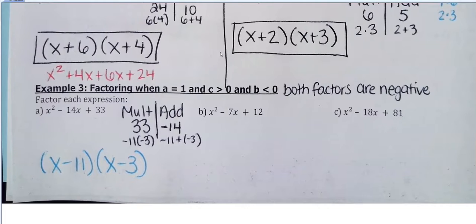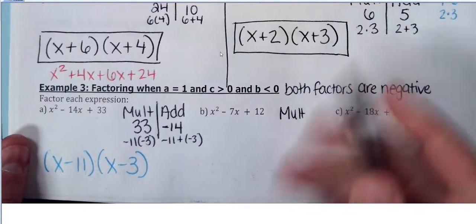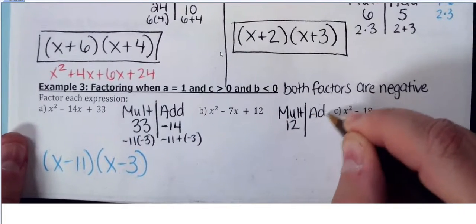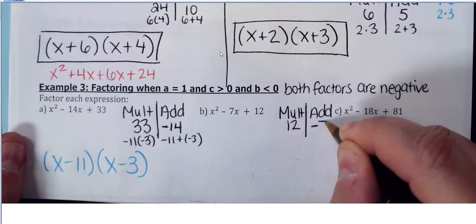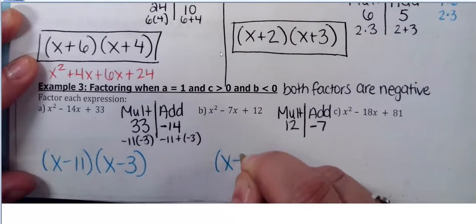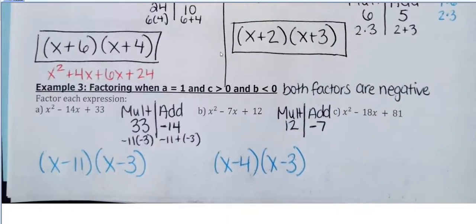All right, let's slide to this one. A times C would be 1 times 12. So I'm going to multiply to get 12, and I need these two numbers to add to give me negative 7. Negative 4, negative 3. So one is x minus 4, the other is x minus 3. It does not matter which one comes first or second.